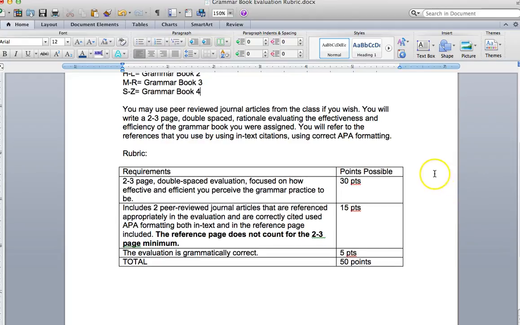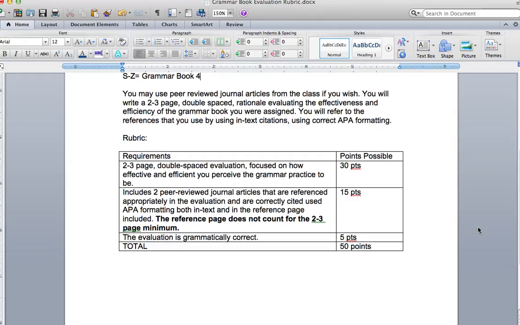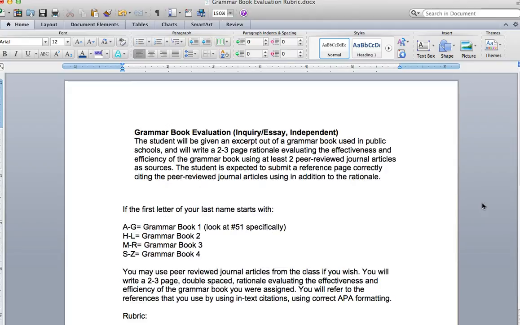Okay, the reference page that you're going to include is going to be in APA formatting. You are going to correctly cite this reference page, again, with correct grammar. You're going to use the hanging indent correctly. If you don't know how to do that, let me know. I will show you. Okay, and the reference page does not count for the 2 to 3 page minimum. The evaluation is grammatically correct and well written and shows that you've put in the effort that you need to put in to evaluate this grammar book effectively.